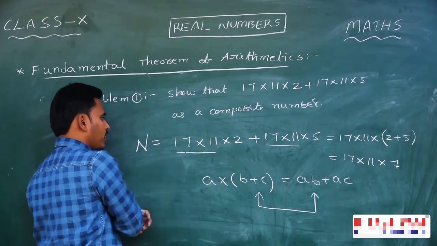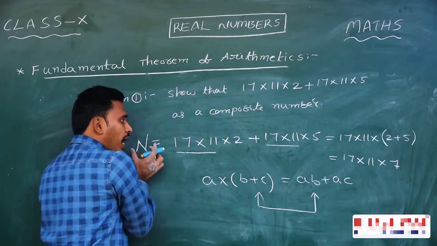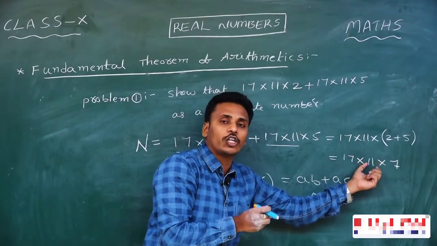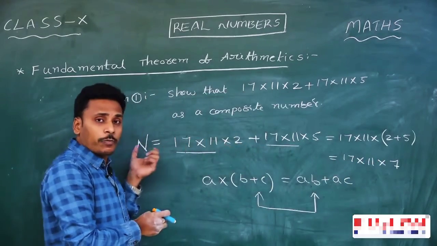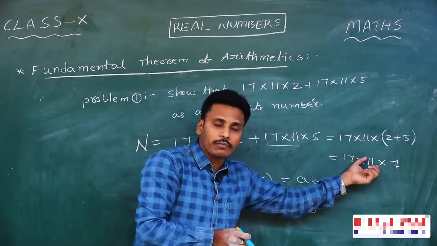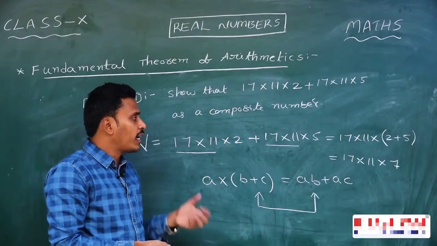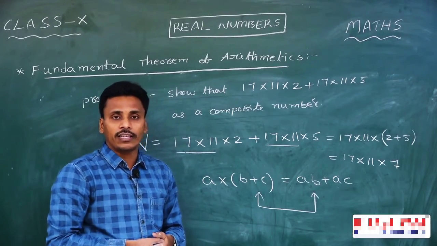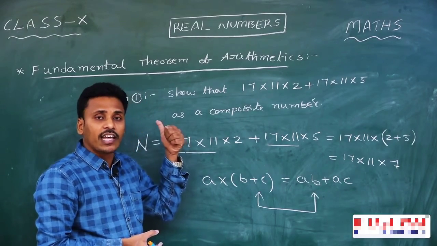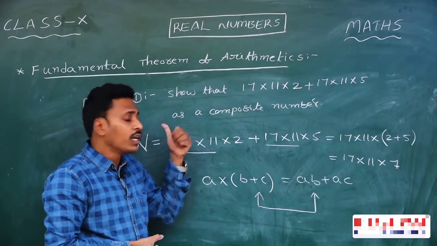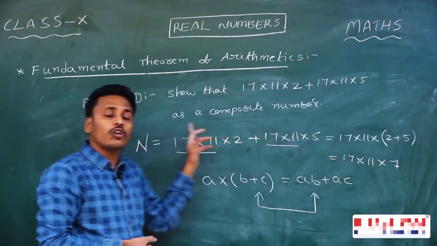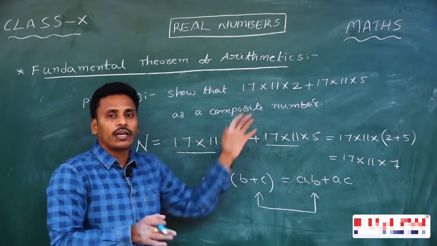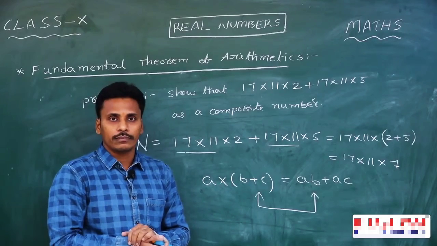Let it be n. See, the given number is n, and that given number is the end product of primes, like 17 into 11 into 7. Since we are expressing n as a product of primes, we confirm that n is a composite number just by the support of the fundamental theorem of arithmetic. As it states that every composite number is a product of primes, here it is a product of primes, so n is a composite number, and at the end this given number is a composite number.